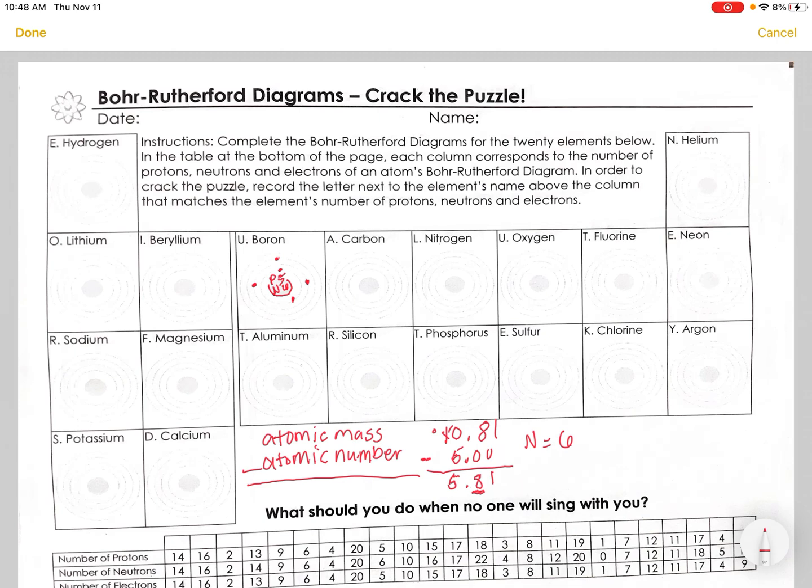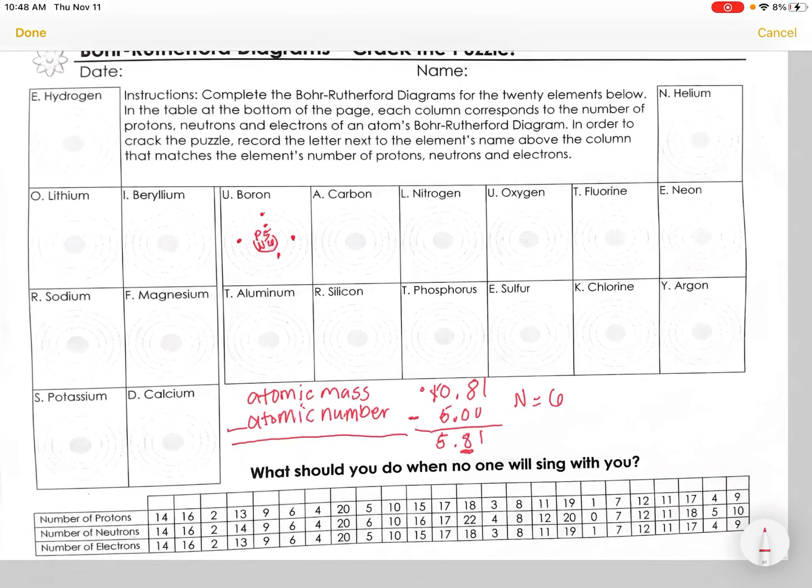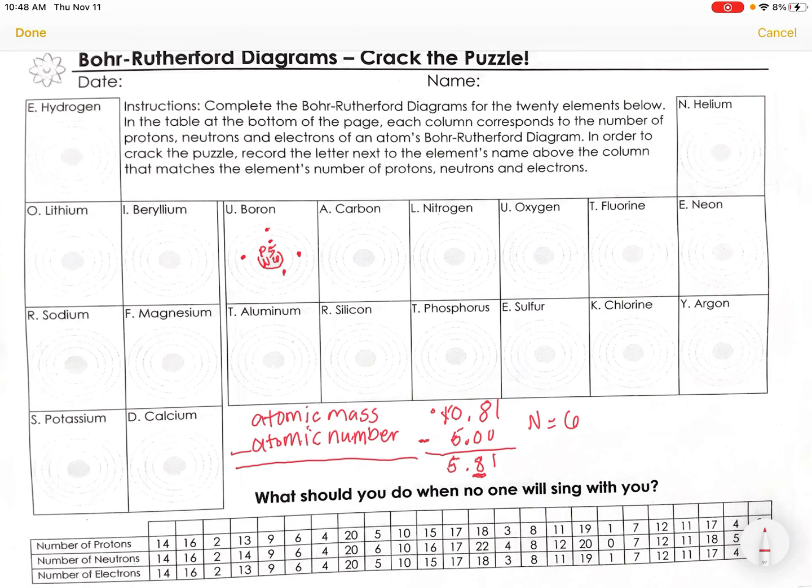This is what this atom looks like: we have 5 protons, 5 electrons, and 6 neutrons. Now I'm going to come down here and solve this puzzle. I have to find the numbers for protons, that's 5, neutrons is 6, and electrons is 5. I'm going to write down this letter right there. Okay, and I'm going to go to the next one. I just picked boron randomly.